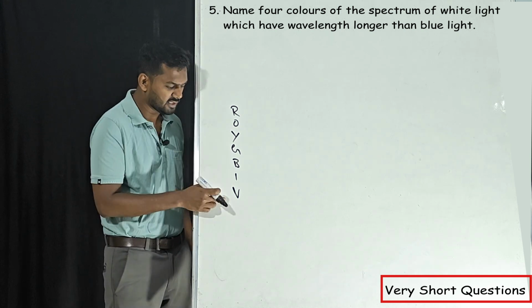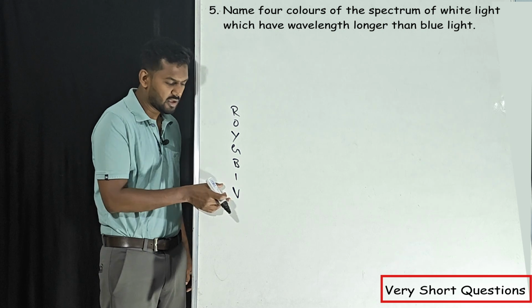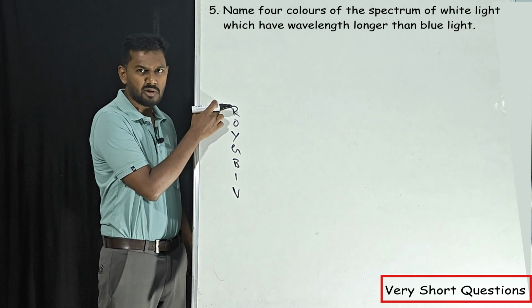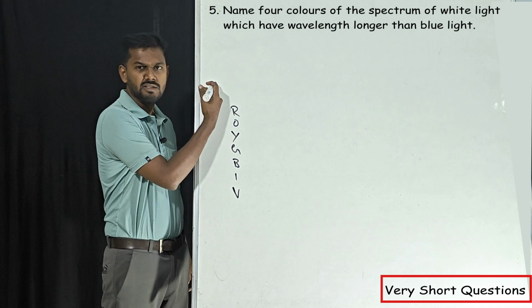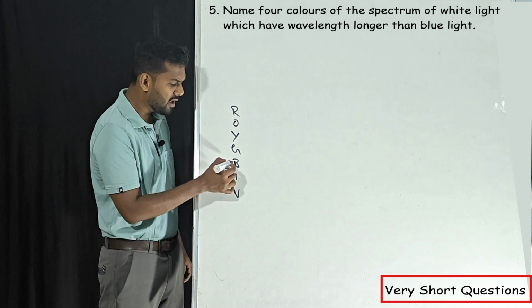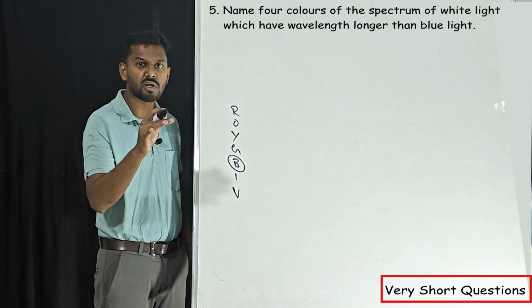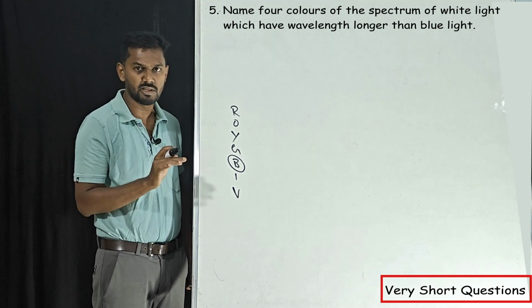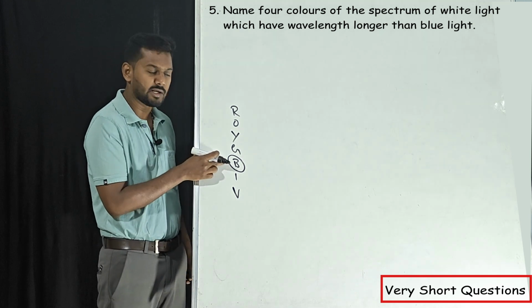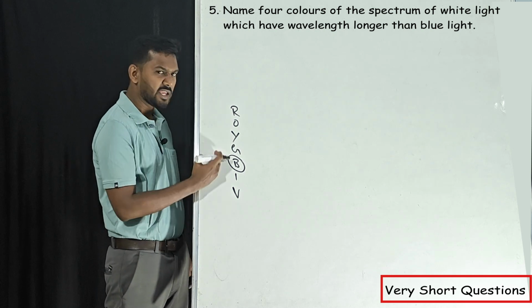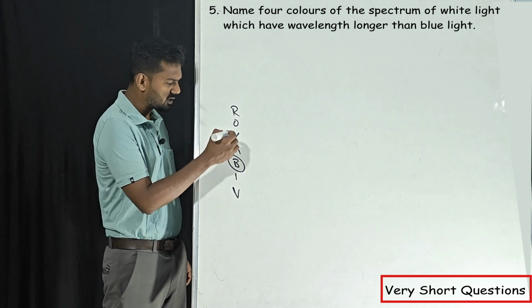This is the increasing order of wavelength. Violet has minimum wavelength, and red has maximum wavelength. So what they are asking is, after blue light, which four colors have more wavelength than blue light. We know this is minimum, this is maximum, so it is increasing. After blue, what are the colors we have?